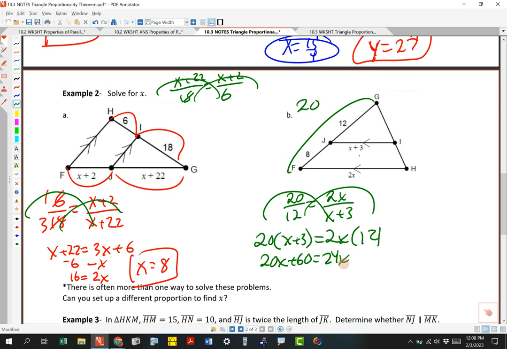I'm going to move the 20 to the other side, so that's going to be minus 20x. So I'm going to end up with 4x equals 60. So I got x equals 15. Yes. Raise your hand if you got that. Okay. You may have set it up a different way, but it still ended up being x equals 15. If you're interested in Mason's question, stick around for a bit.